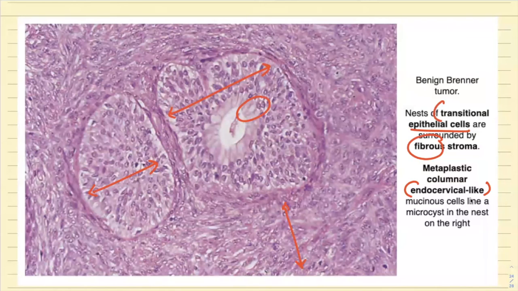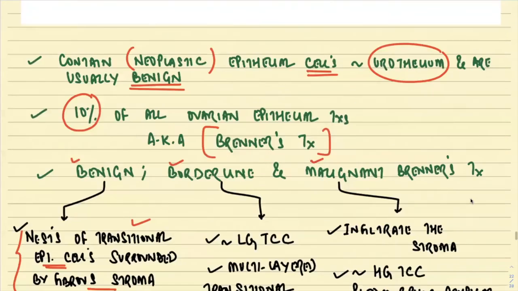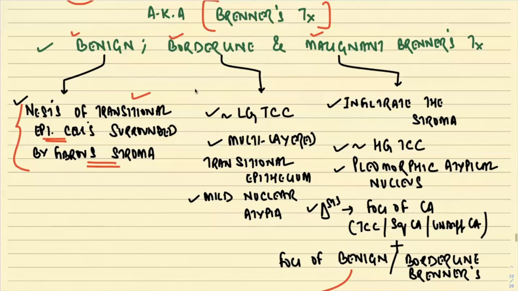Now the second important histological type, the borderline variety, is very much similar to the low-grade transitional cell carcinomas of the urinary tract. Over here, the only difference is that the cells are multi-layered. As in any borderline tumor, you will see stratification. So you see a multi-layered transitional epithelium and they show mild nuclear atypia.